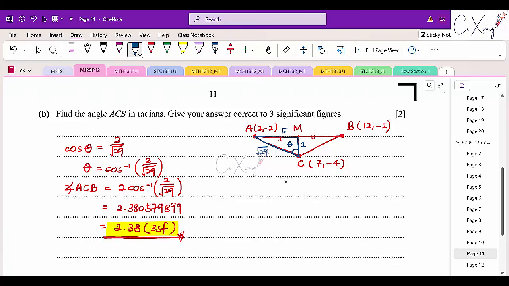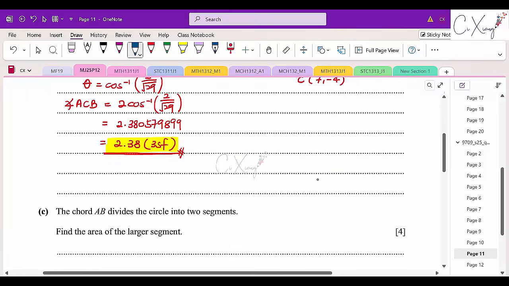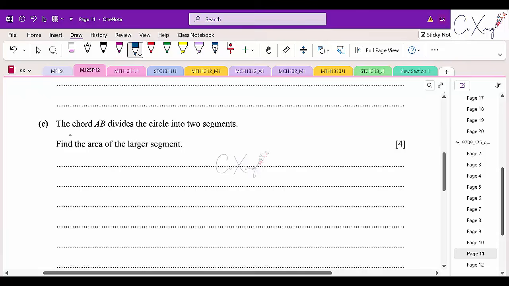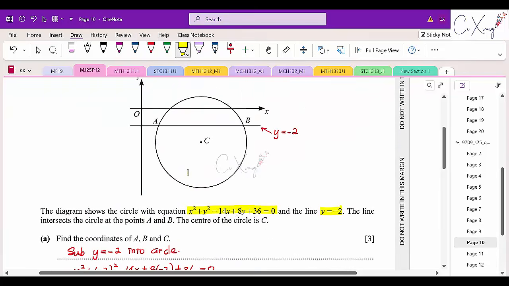Alright, let's continue to part C. For part C, they are saying that the chord AB divides the circle into 2 segments. Find the area of the larger segment. Let's have a look at the diagram again. What is the area of the larger segment? So the larger segment means this one.